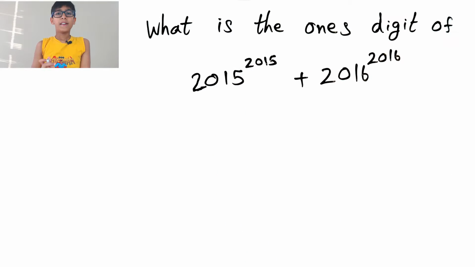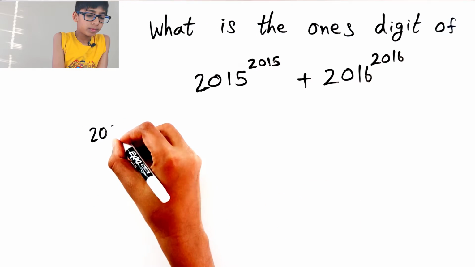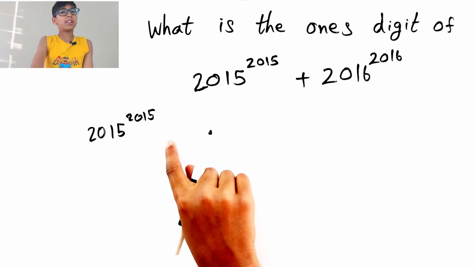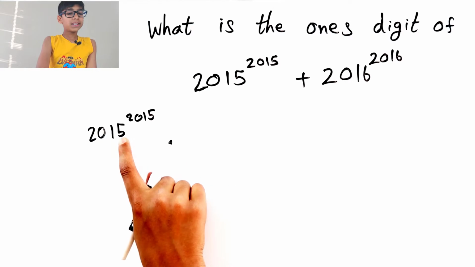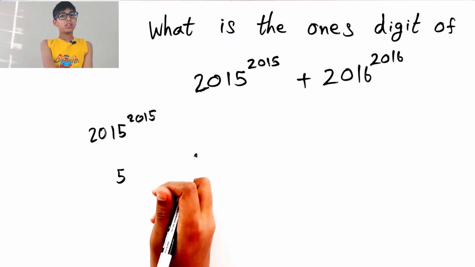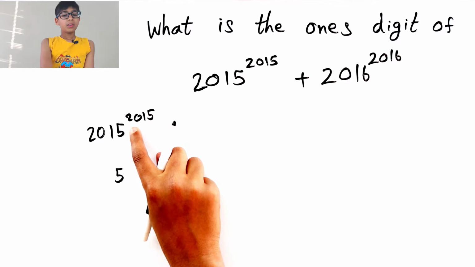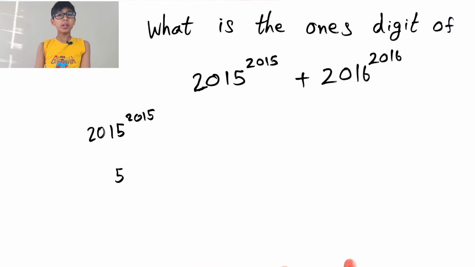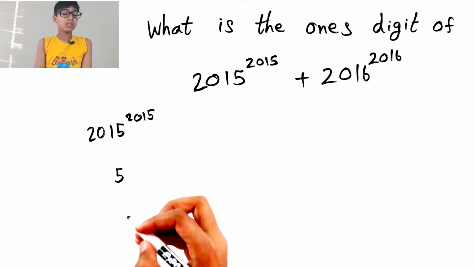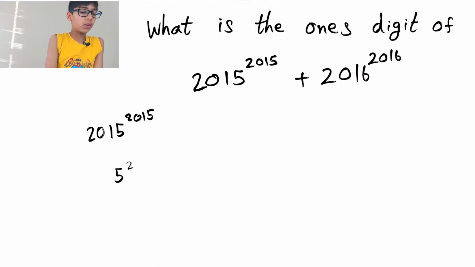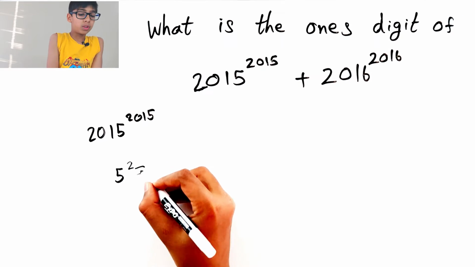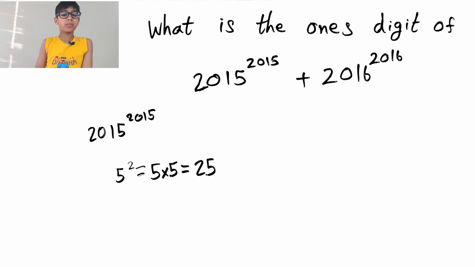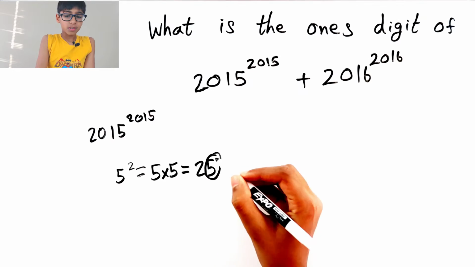So, now let's take the first part. Okay, so we're only concerned about the last digit. So, the last digit here is 5. So, now, 5 exponent 2015. That's a really large number. So let's start with a small number. So, let's say 5 squared. So, 5 squared would equal 5 times 5, which is 25. So the last digit is 5.